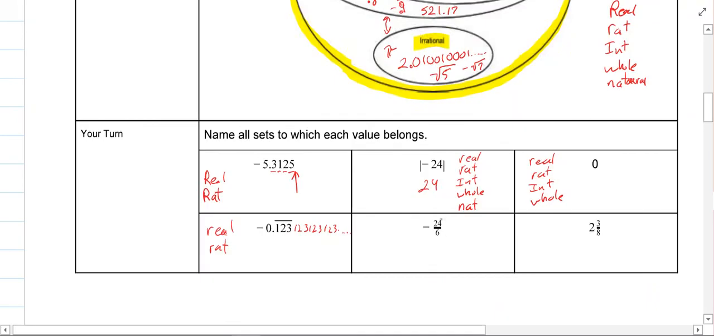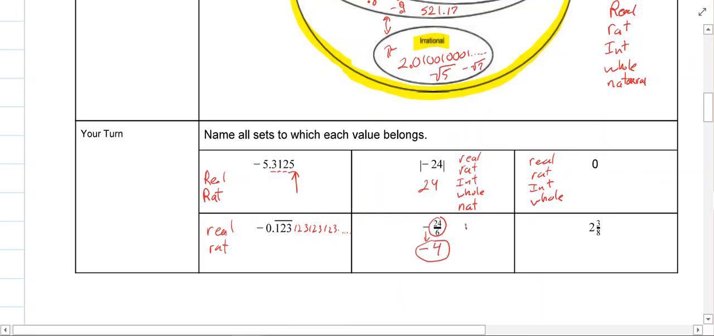Moving on, we need to simplify this before we can deal with it. Okay, so this is a negative 24/6. All right, what's 24 divided by 6? I'm just working on this right now, I'm not using the negative sign. 24 divided by 6 is 4. I bring down the negative sign and simplified, it's negative 4.